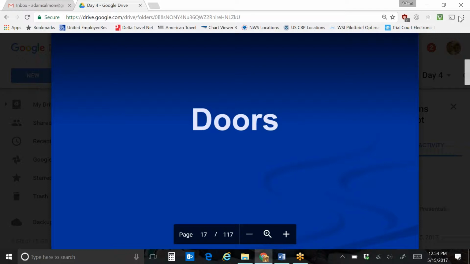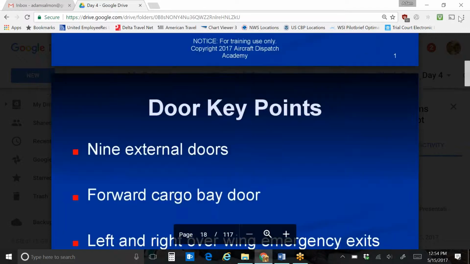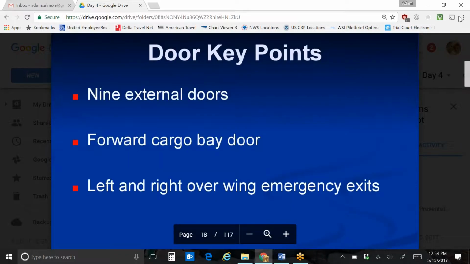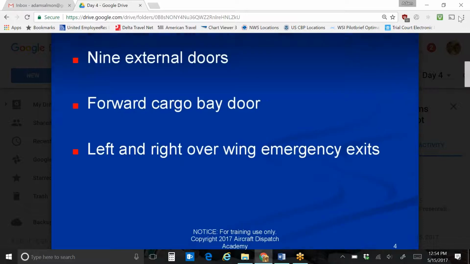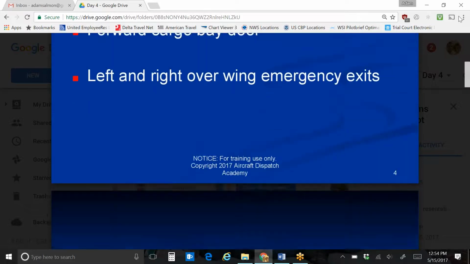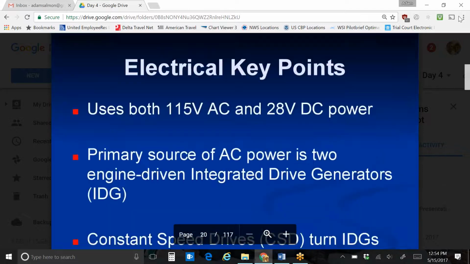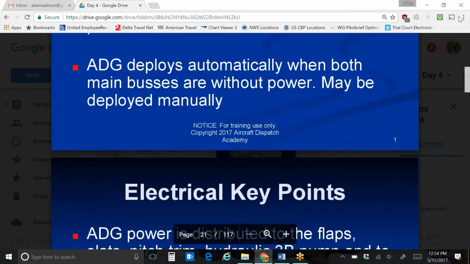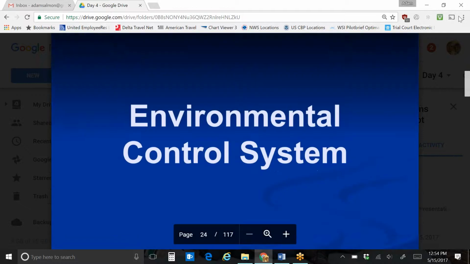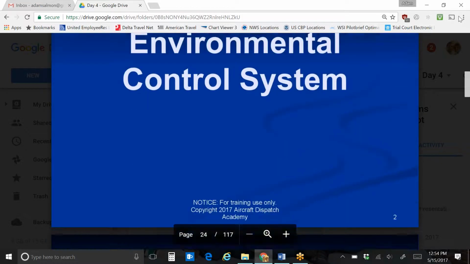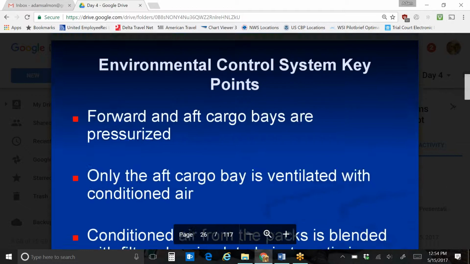Then you've got the doors. We did talk a little bit about the doors, but just know these key points. There's 9 external doors: forward cargo bay door, left and overwing emergency exits. We went over electrical already on Saturday, so go ahead and skip through electrical. We went over the environmental control system as well, so you can skip through that.